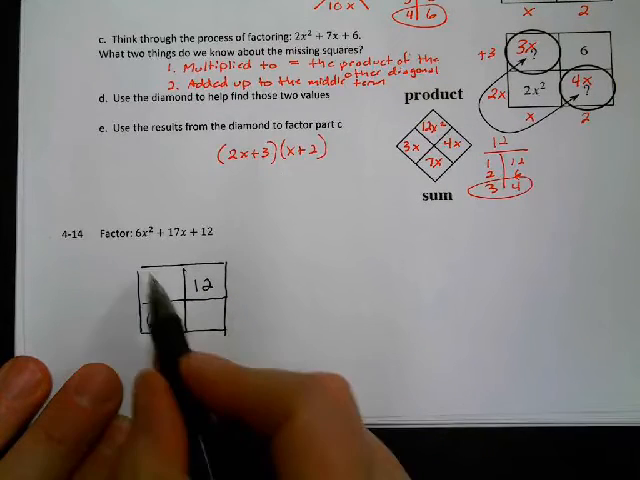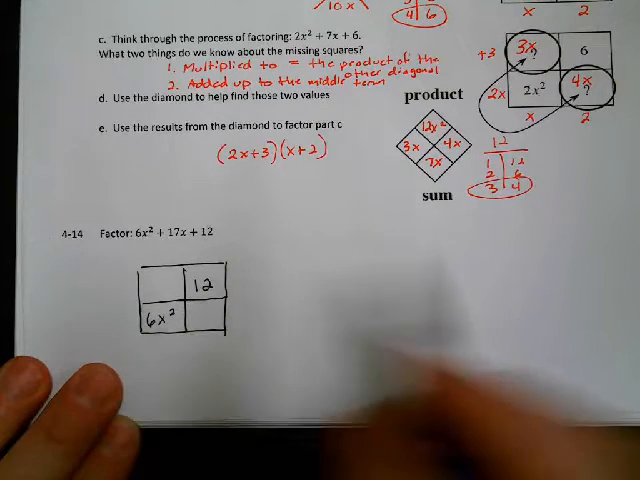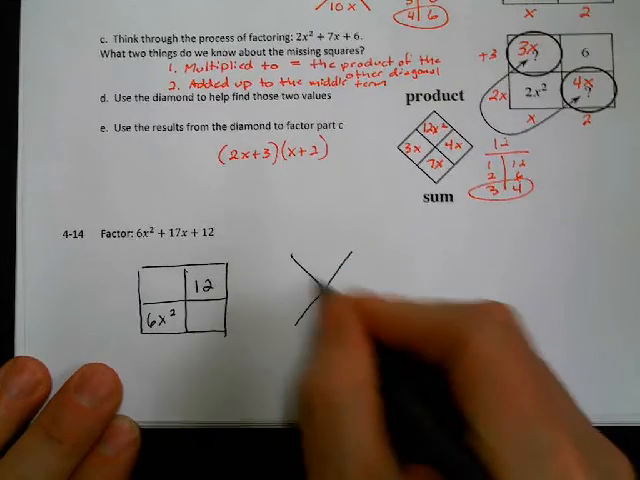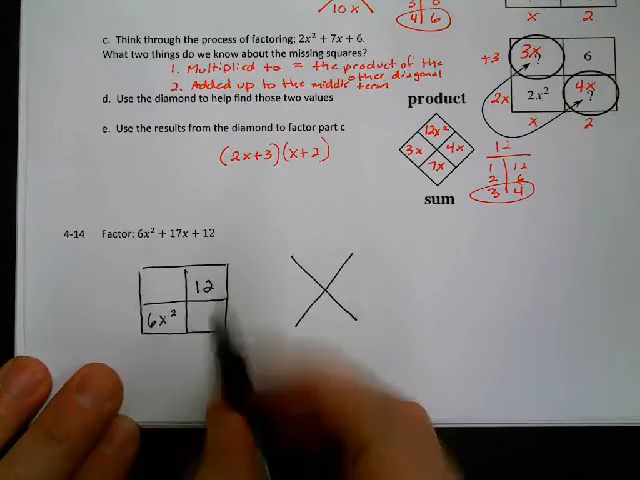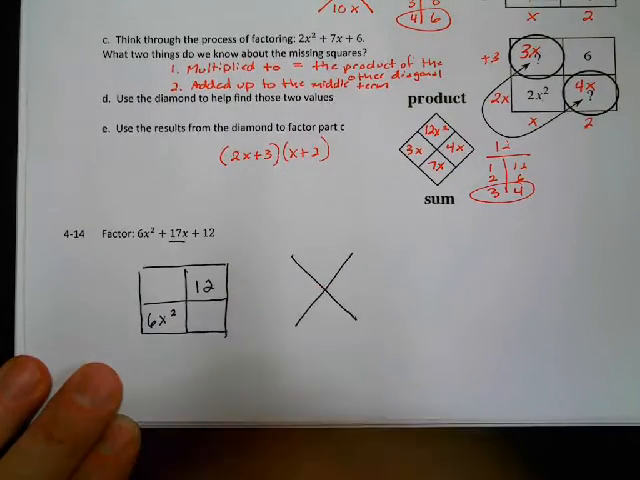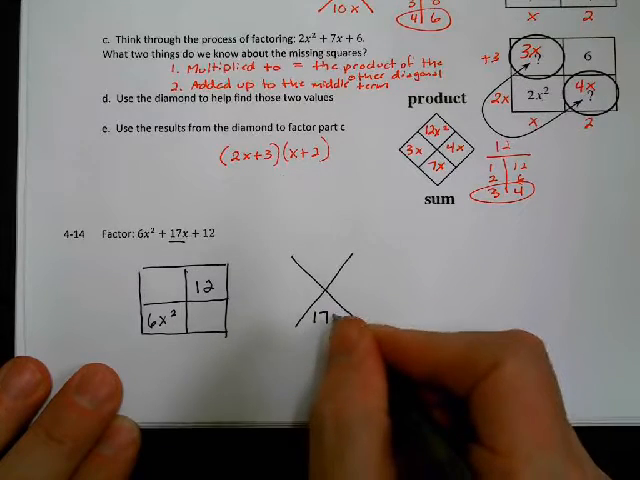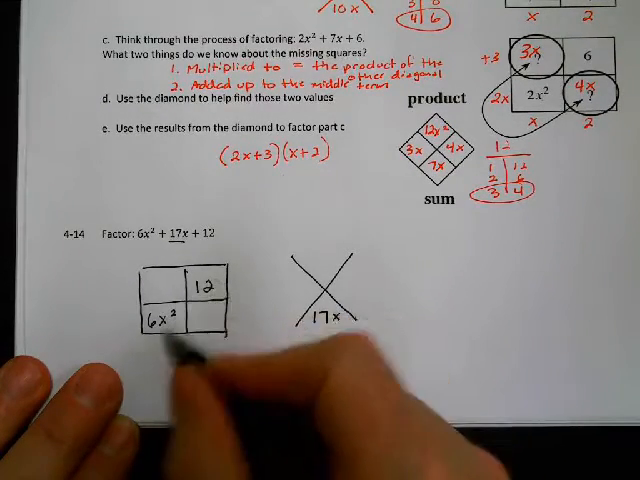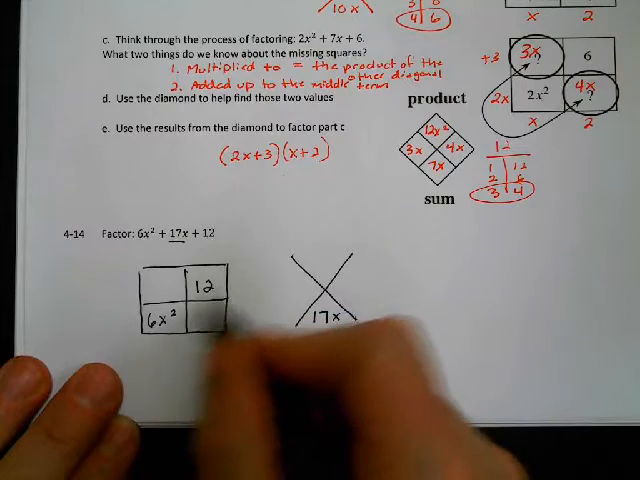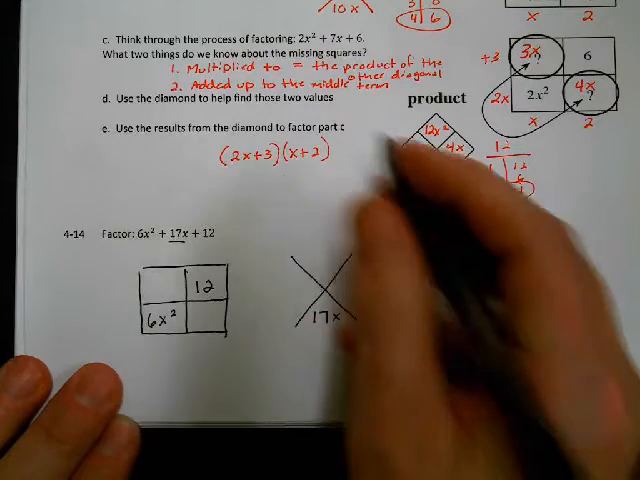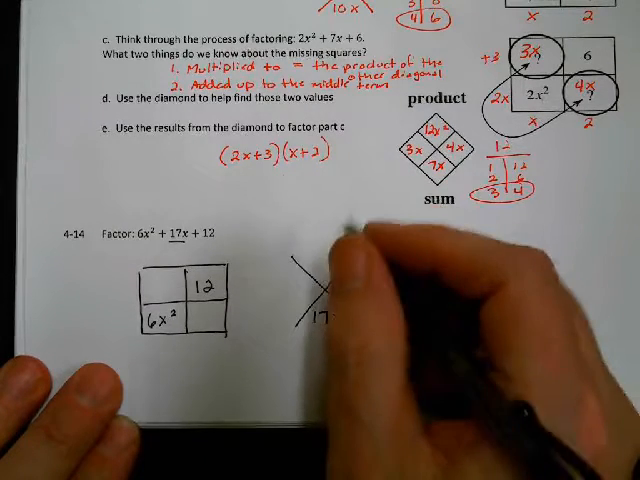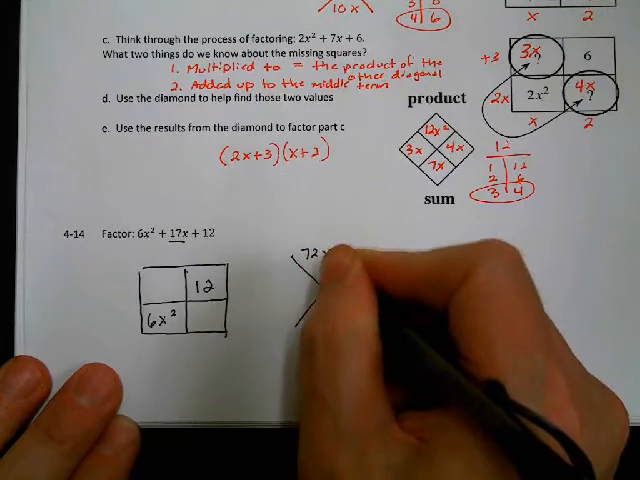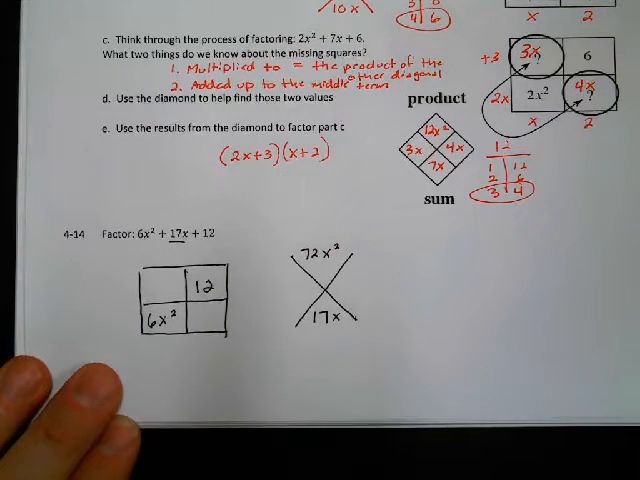But I know something about those two values. I know these two values have to add up to 17x. So they're going to add to 17x. I also know that they're going to multiply to be equal to 6x squared times 12. So that should give me 72x squared. So I need a number that multiplies to give me 72 but adds to give me 17.